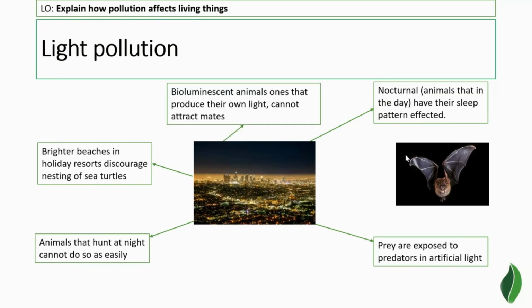So bioluminescent animals. These are animals that produce their own light, and they do this to move around and communicate in very dark parts of the ocean. So here's an example of an animal that does that. But when there's artificial light, they're not going to be able to attract mates in order to be able to reproduce.